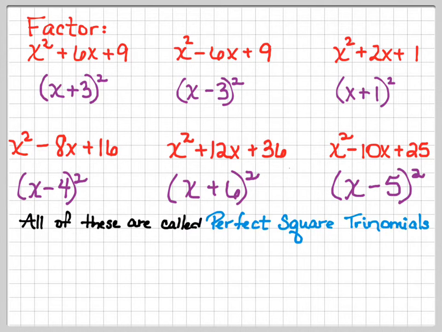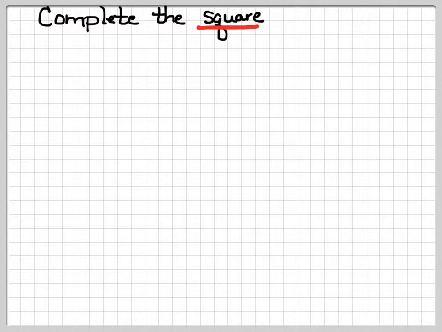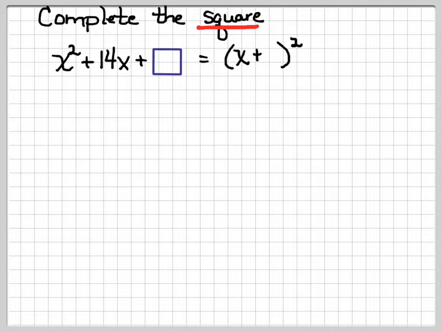So all of these are called perfect square trinomials because we have identical twins here. We have x plus 3, x plus 3. We have x plus 6, x plus 6. We have x minus 5, x minus 5. And so these are called perfect square trinomials. All right, and we've already picked out these patterns. Let's look at the process of completing the square.